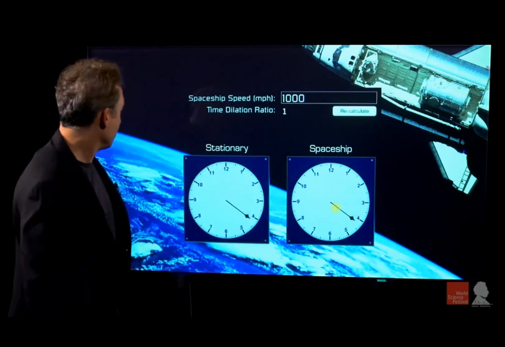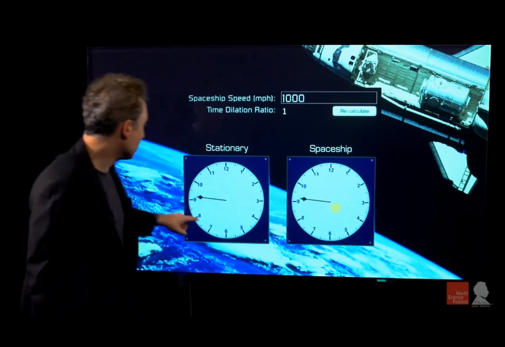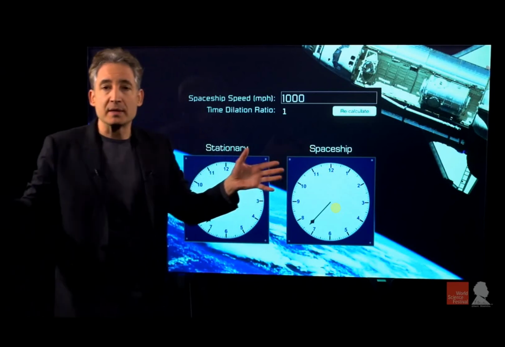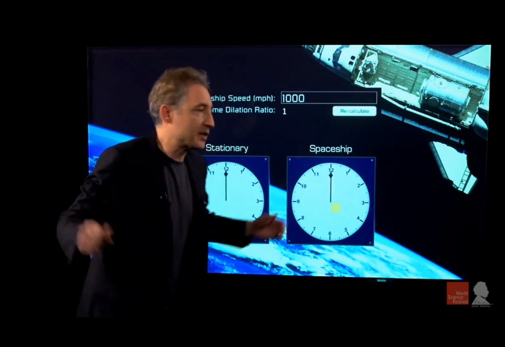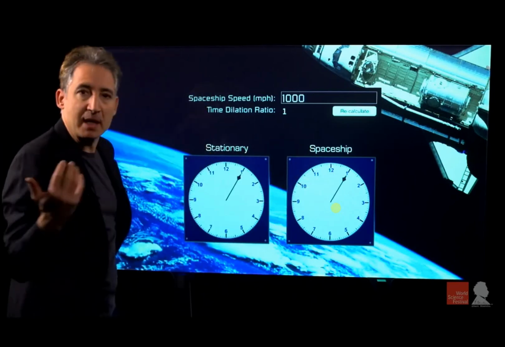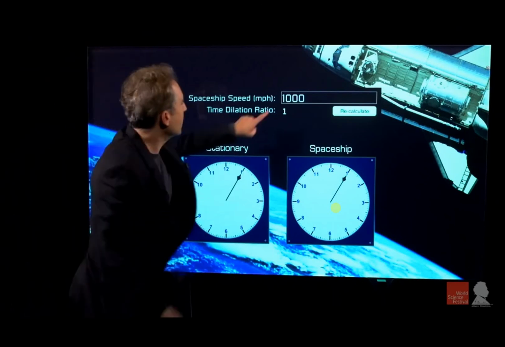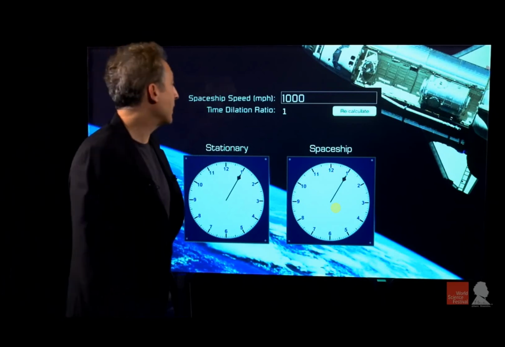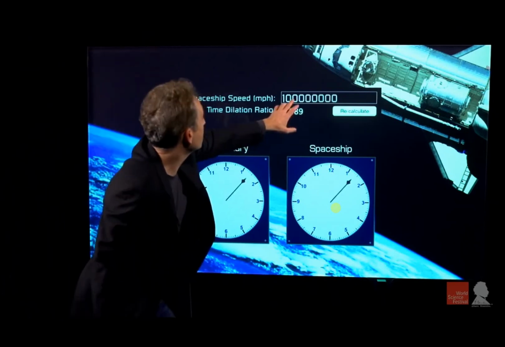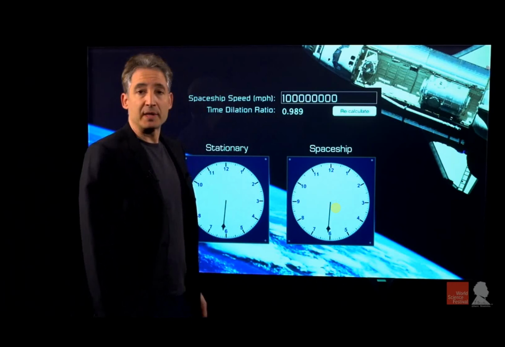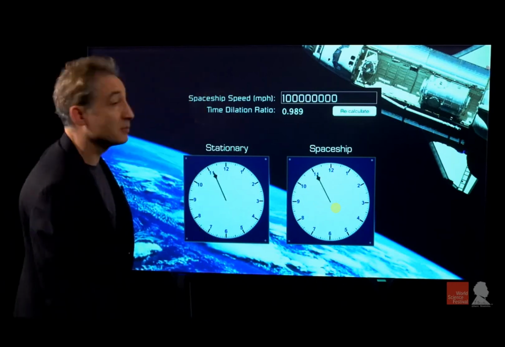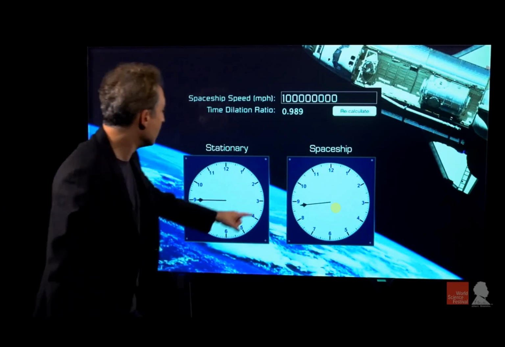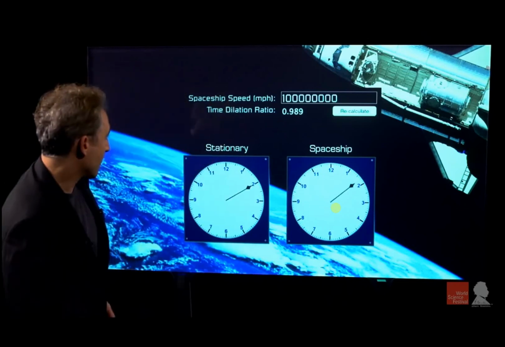Is there much of a difference? Notice that the slowdown, while there, is just too small for us to see it. That's why we don't know about the slowdown at everyday speeds that we can achieve. But let's take this 1,000 miles an hour and kick it up to a much higher velocity. 100 million miles an hour, about 1/6 of the speed of light, fast enough to go around the entire Earth in a single second. There is a slowdown on that clock.